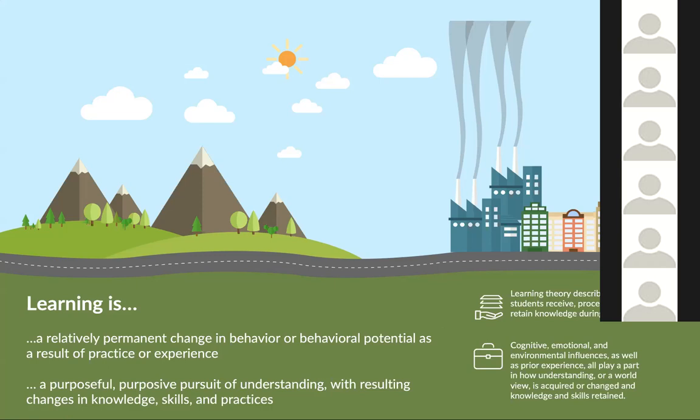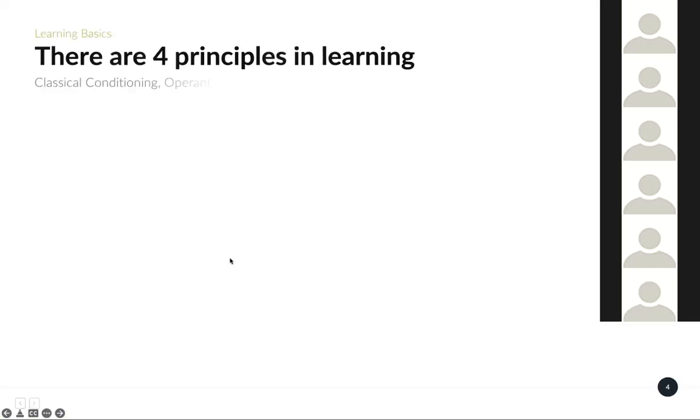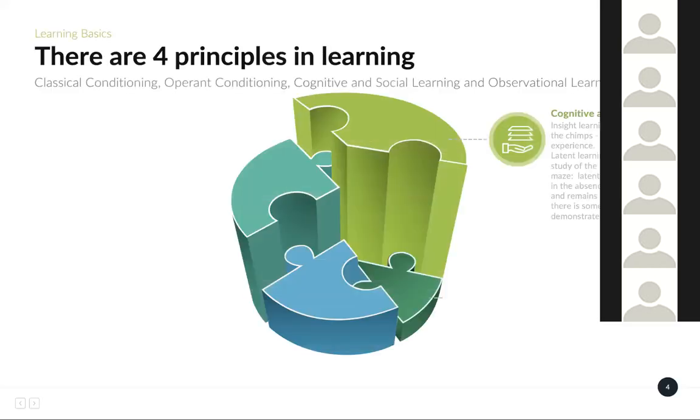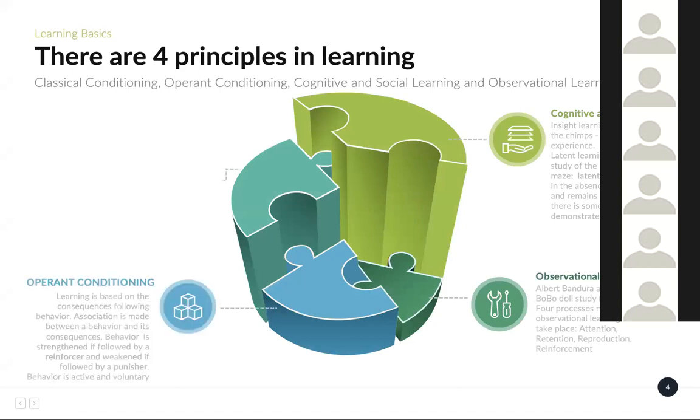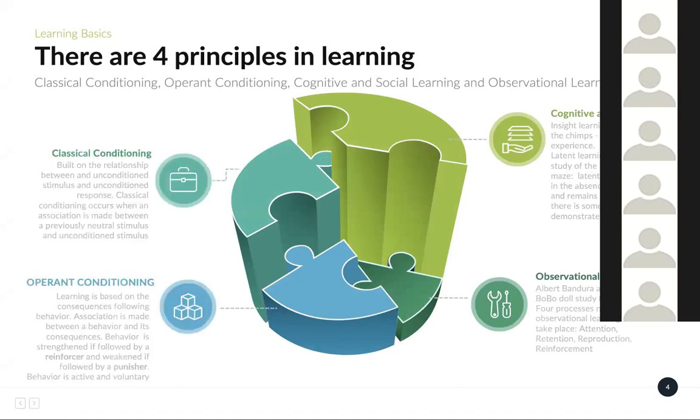So in learning, there are especially 4 principles. On the next slide, thank you. These 4 principles are classical conditioning, operant conditioning, cognitive and social learning, as well as observational learning. So what are these principles?